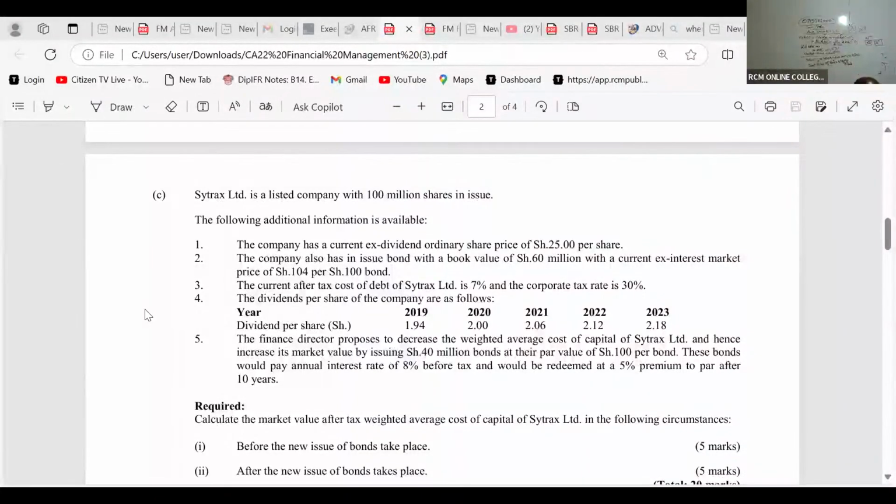So see here, they are telling me in note number 2, the company has also an issue bond with a book value of 60 million, with a current ex-interest market price of 104. So at least they've given me the market price of the bond. The market price of the bond is 104. And then we can see the par value is 100. So this is very, very easy.